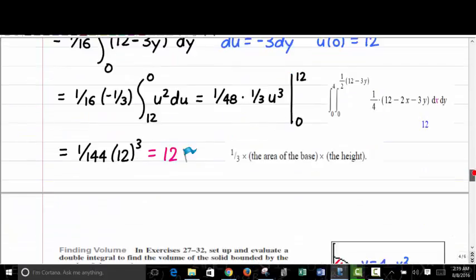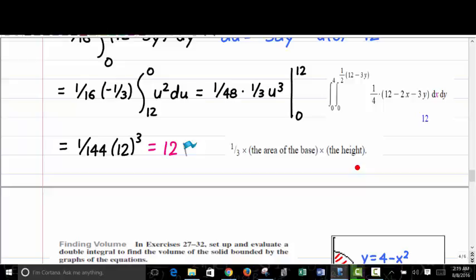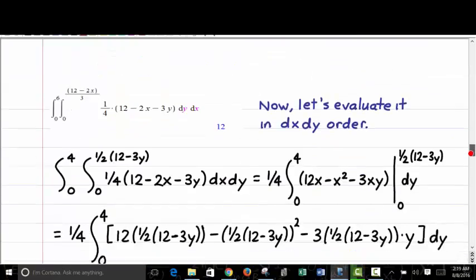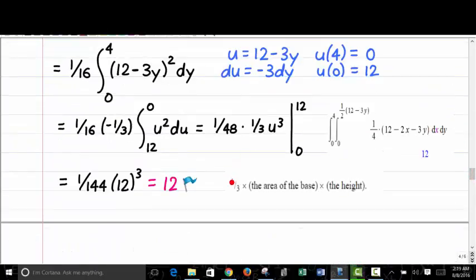But let me show you what the geometric formula for this is. For a tetrahedron, the volume is 1/3 times the area of the base times the height. So if you go back up to the picture, the area of the base would be 1/2 times 6 times 4. It doesn't matter which one you call the base or the height right there. So the area of that bottom triangle is 12, and the height of that tetrahedron is 3. So 1/3 times 12 times 3 would just equal 12.